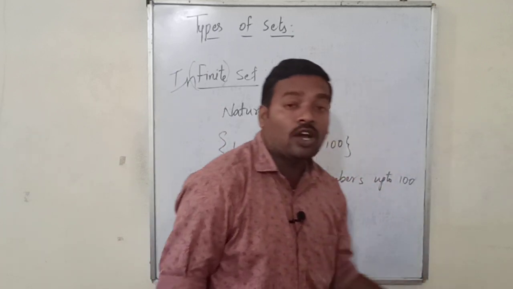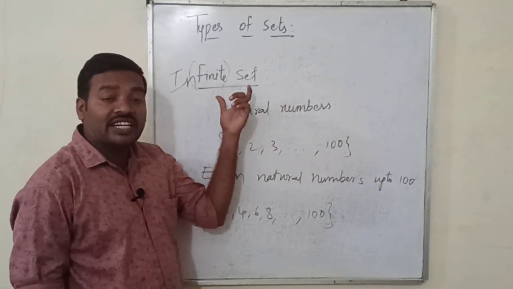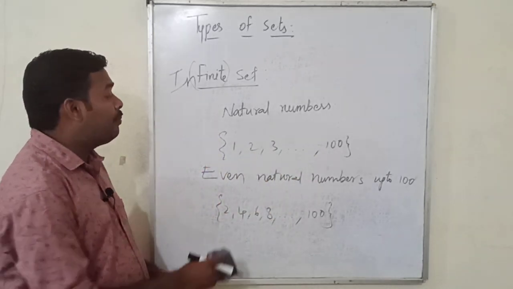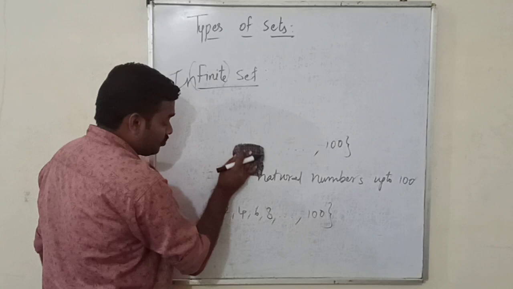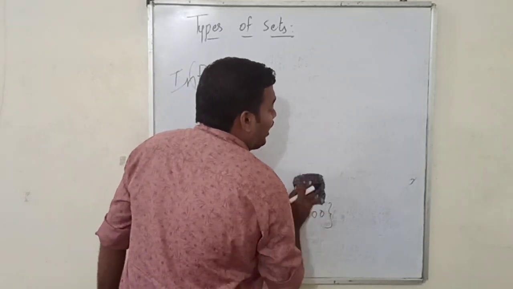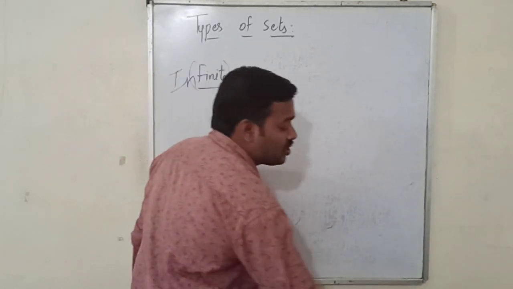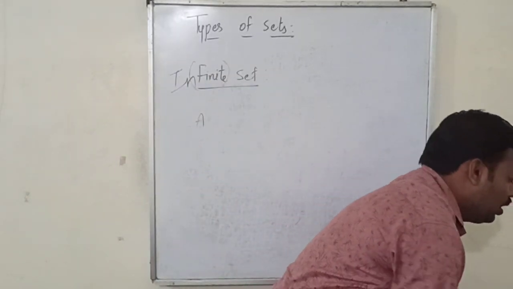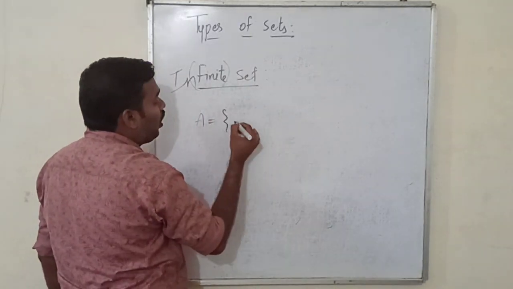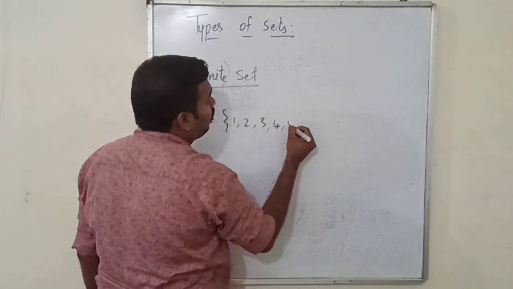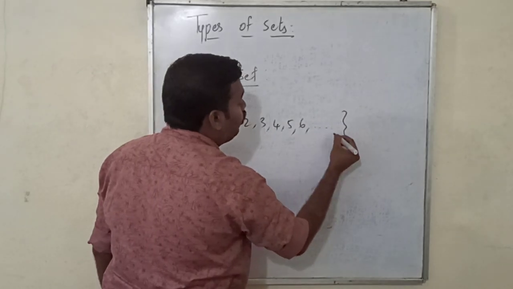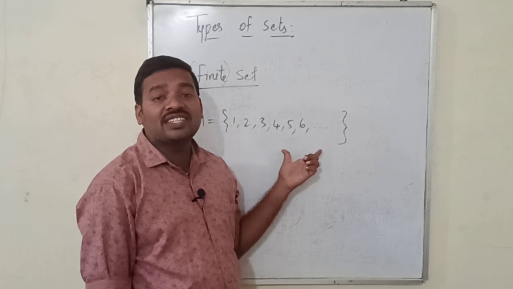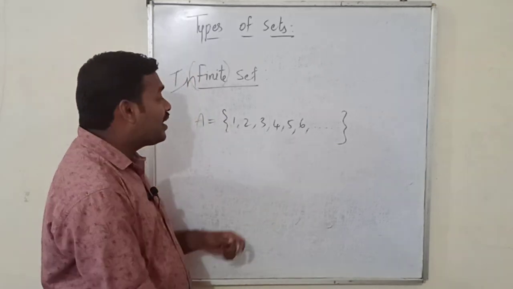Next we have infinite set. Infinite is exactly opposite to finite set. In finite set we can count the number of elements. In infinite set we can't count the number of elements in that particular set. Say set A is a set of all natural numbers. Then we have to go on writing 1, 2, 3, 4, 5, 6, and so on. We don't know where they end. So we can't count the number of elements in that particular set. Then that type of set is known as infinite set.